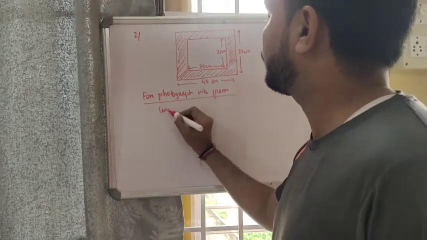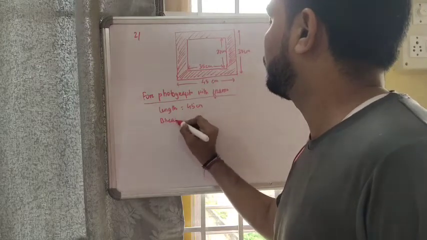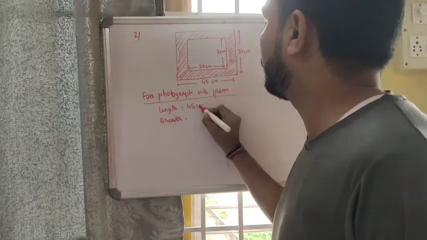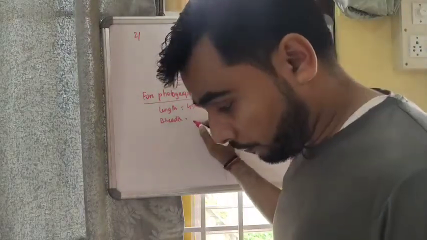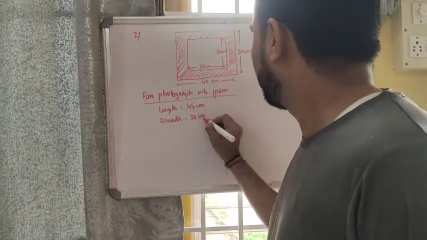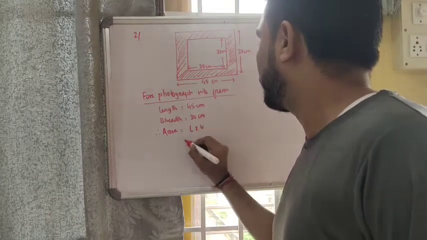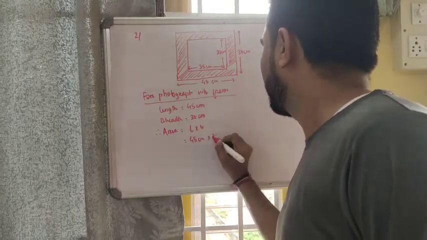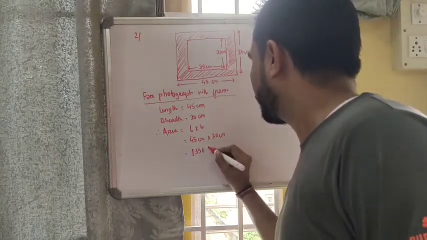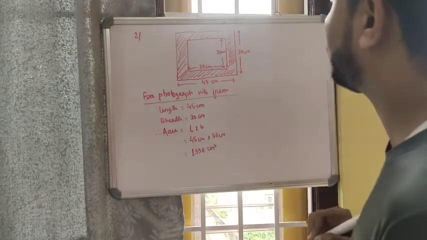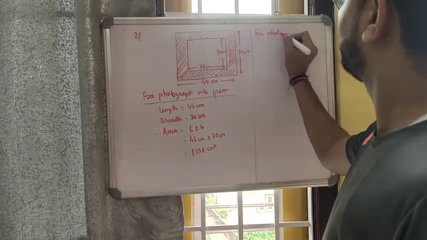length will be equal to 45 centimeter, breadth will be equal to 30 centimeter, therefore area will be equal to length into breadth, that is 45 centimeter into 30 centimeter. 45 into 3 will be 135 and 0, centimeter into centimeter, centimeter square. Then comes the photograph.